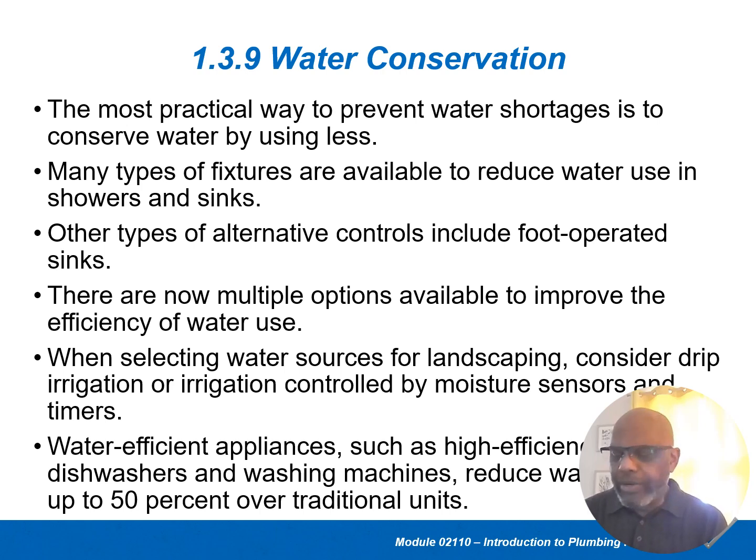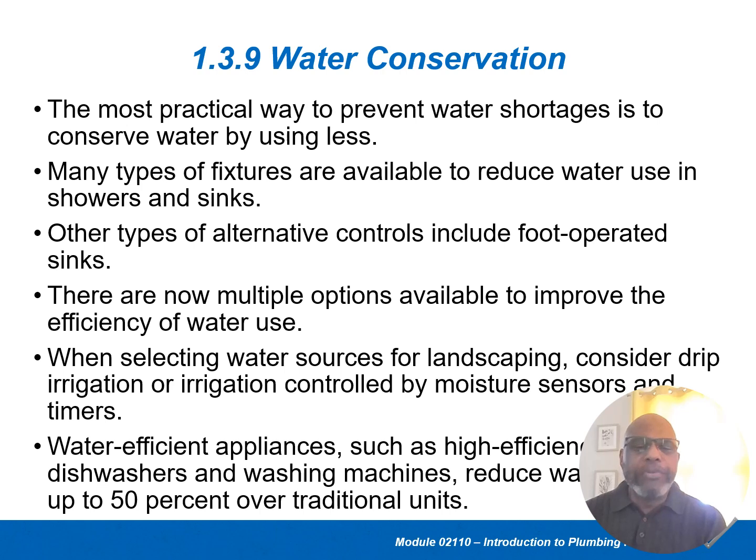So all faucets are designed to restrict the water flow and have a certain GPM, gallons per minute, that you would get. Other types of alternative controls include foot operated sinks. Of course, there's the motion detectors. So you remove your hands and water turns off automatically to keep sinks from running continuously.